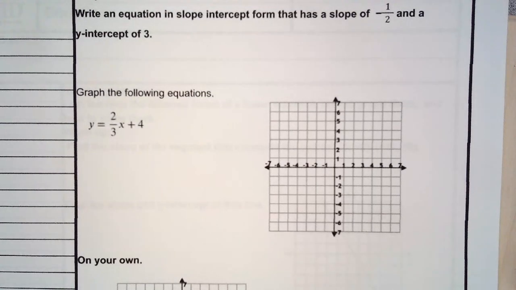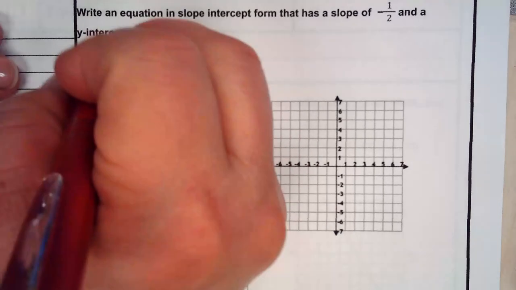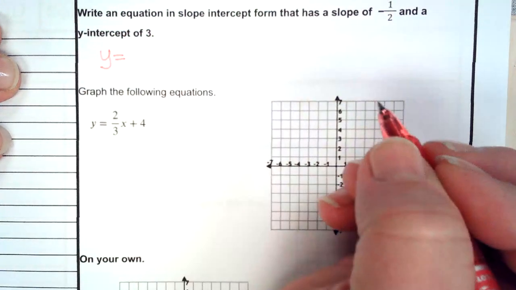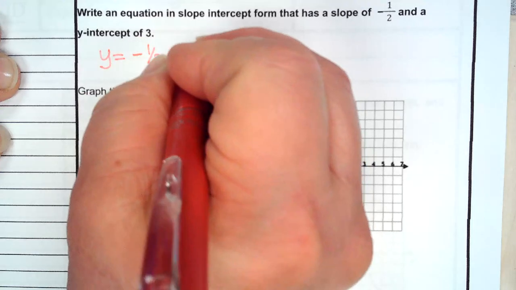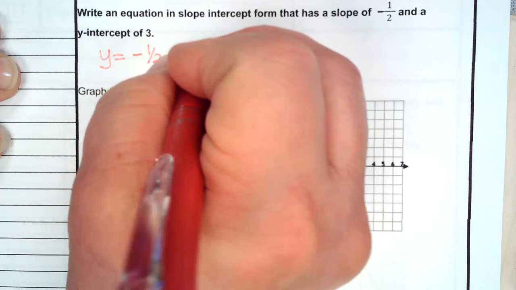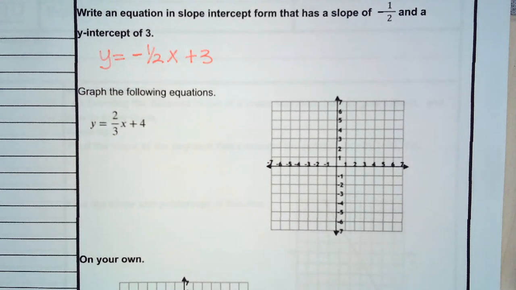So, on your own, write the equation in slope-intercept form that has a slope of negative 1/2 and a y-intercept of 3. Pause the video and write it now. I do hope you try it on your own. Y is equal to, what's my slope? Negative 1/2, followed by x. It's a positive 3, so I put plus 3 at the end, and I'm done.